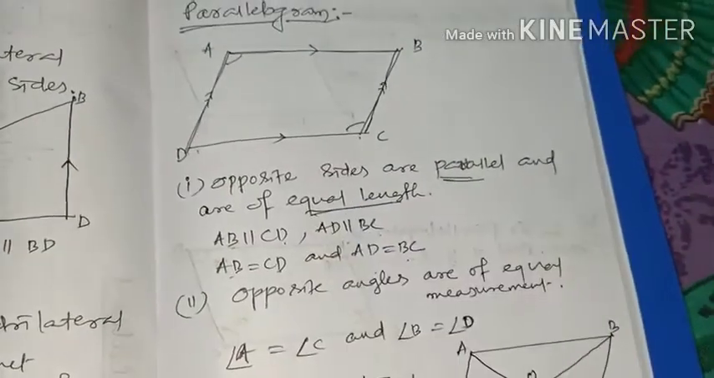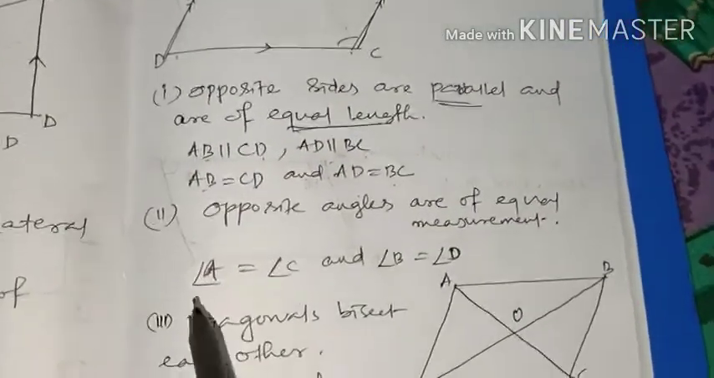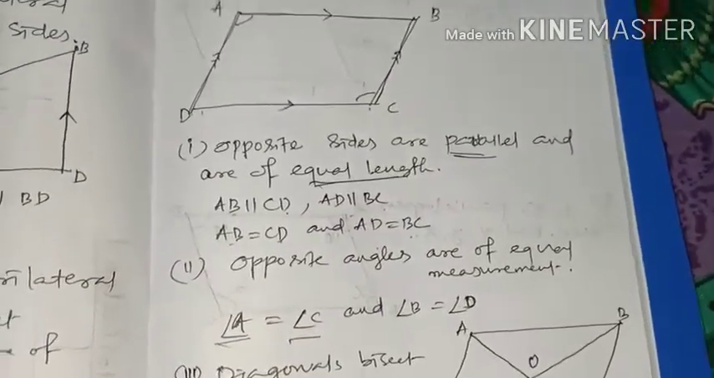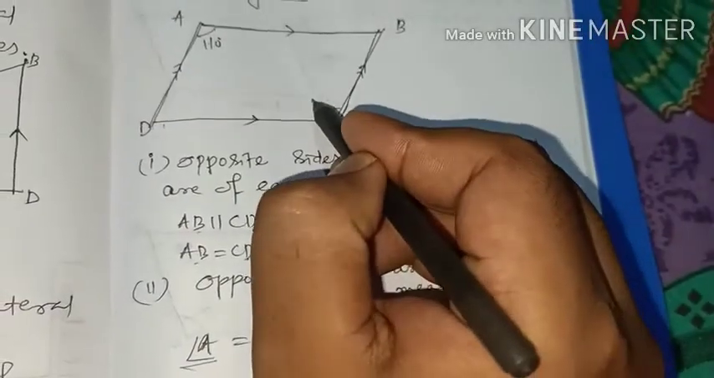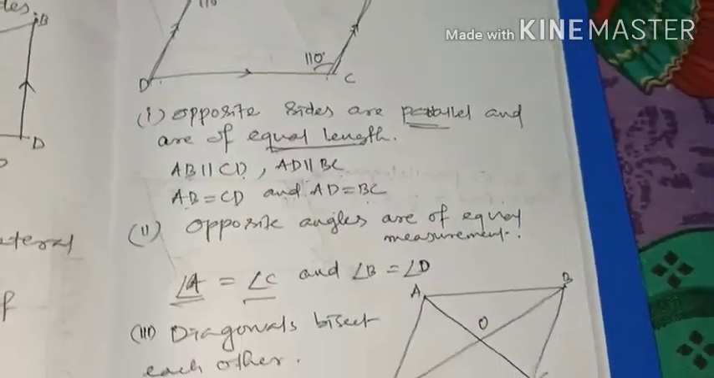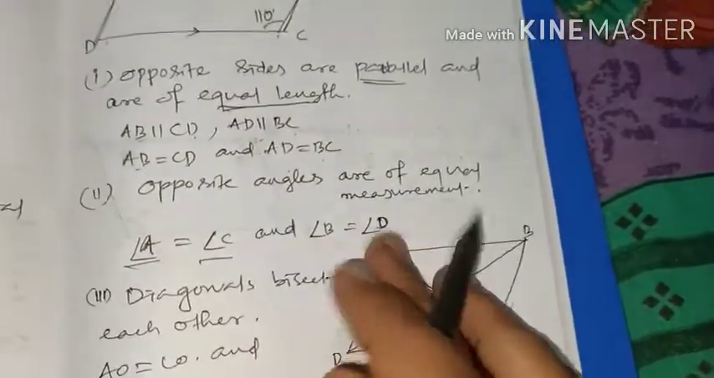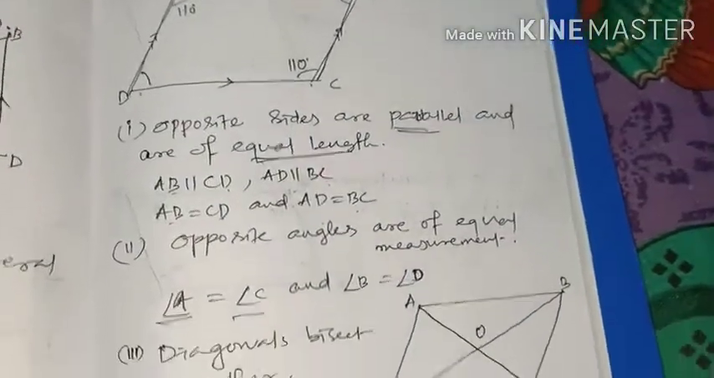And according to the property of parallelogram, they are of equal measurement. Angle A is equal to angle C. Here you can see that angle A is equal to angle C. Suppose angle A is equal to 110 degrees, then angle C will also be 110 degrees. In this way, angle B is equal to angle D. B and D are also opposite angles, so their measurements are also equal.